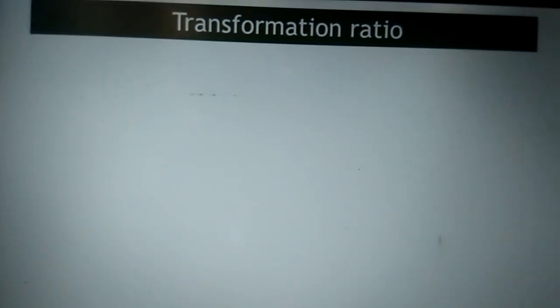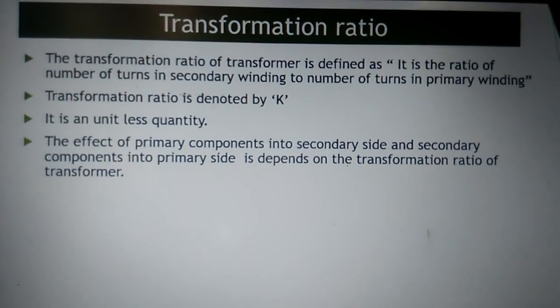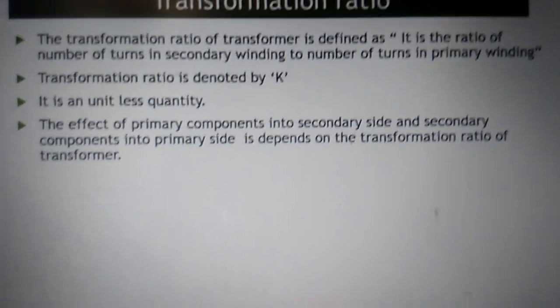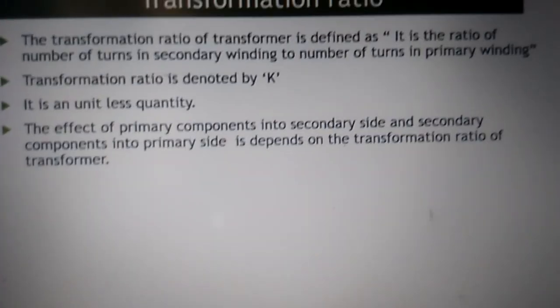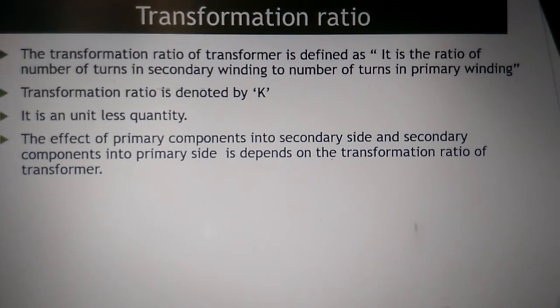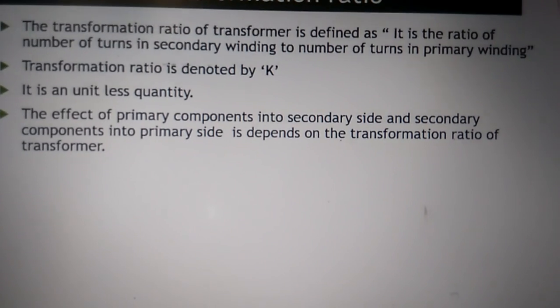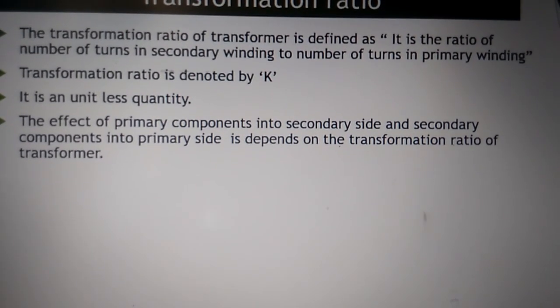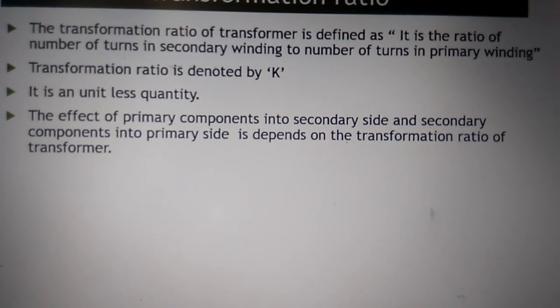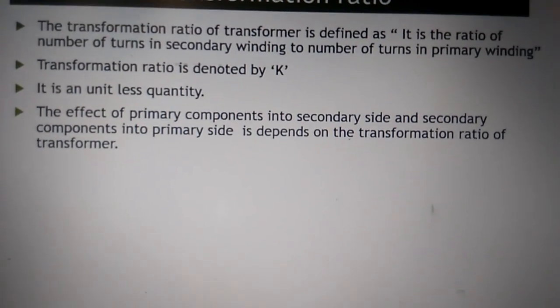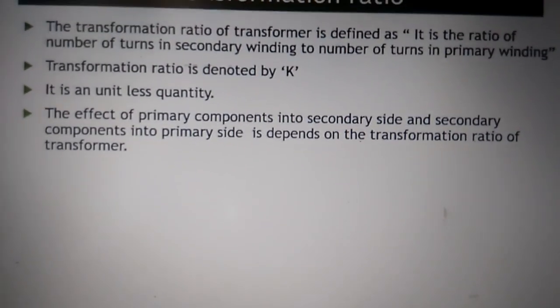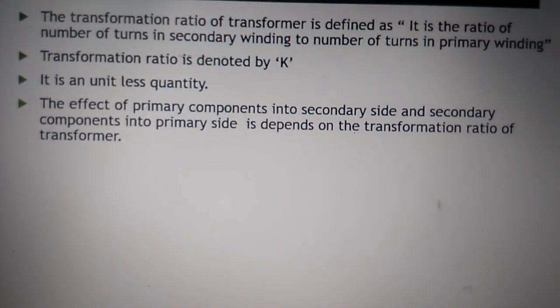So here our next topic is transformation ratio. The transformation ratio of a transformer is defined as the ratio of number of turns in secondary winding to the number of turns in primary winding. The transformation ratio is denoted by K. It is a unitless quantity. The effect of primary component on the secondary side and the secondary component on the primary side.